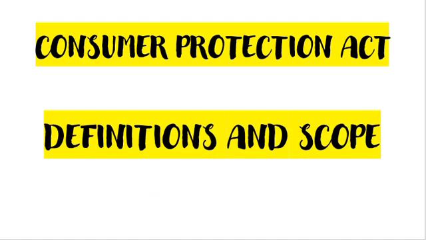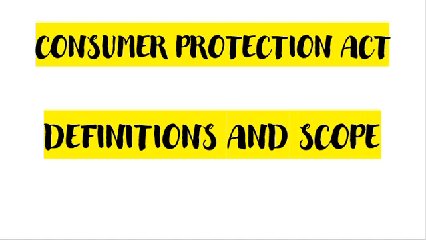Now that we know why this Act exists, let's look at what it actually covers. Let's understand the definitions. The Act defines a consumer as any person who buys goods or services for personal use, not for resale or commercial purposes. This means if you bought a phone for yourself, you are a consumer. But if you bought it to resell, then you are not covered under this Act. There is also the concept of defective goods and deficiency of services. Defective goods refer to any product that doesn't work as promised, and deficiency in service means not delivering on what was expected.